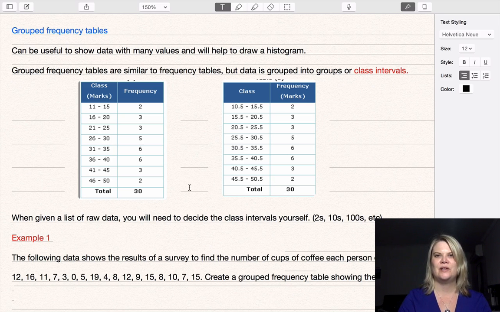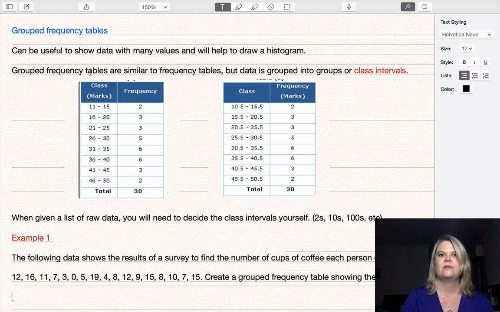Hello and welcome to our video on grouped frequency tables. These types of tables can be useful to show data when you have many values that you can't graph all of them. And it will also help us to draw a histogram, which we'll look at doing in our next video.